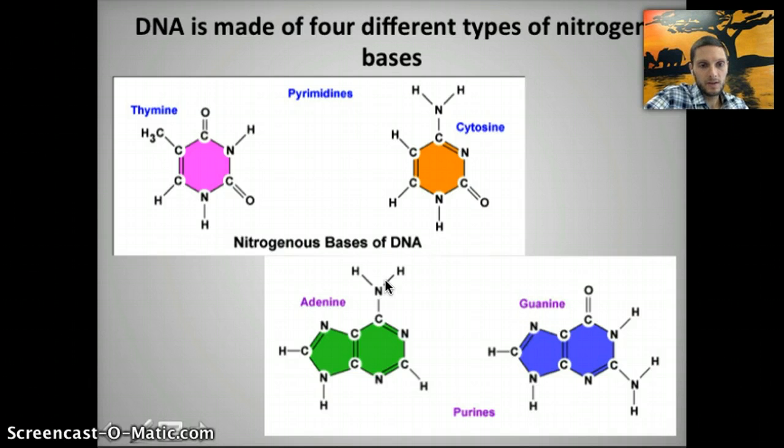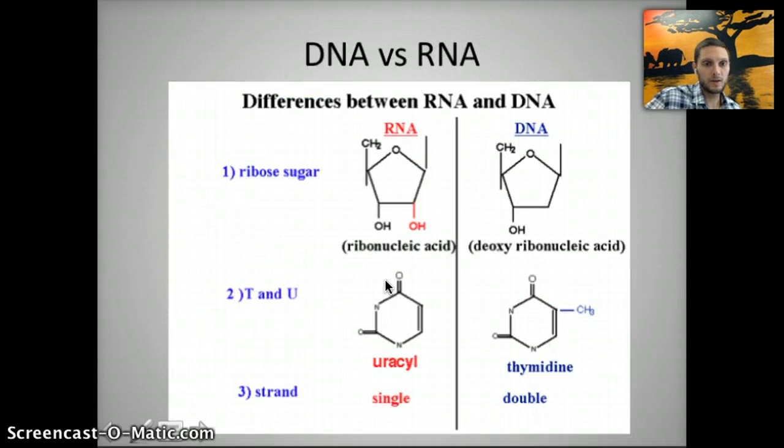And the reason for this is that they form different numbers of hydrogen bonds in order to connect the two strands of DNA. And we'll take a closer look at that in class and a little bit later in the notes video as well. Now, if we're looking at DNA, we also have to consider RNA, as RNA is also a type of nucleic acid, and there are some minor differences between them.